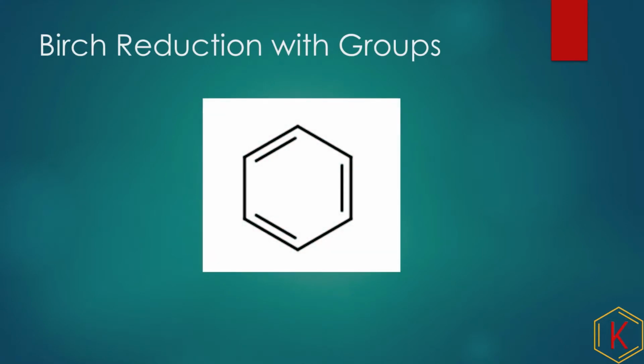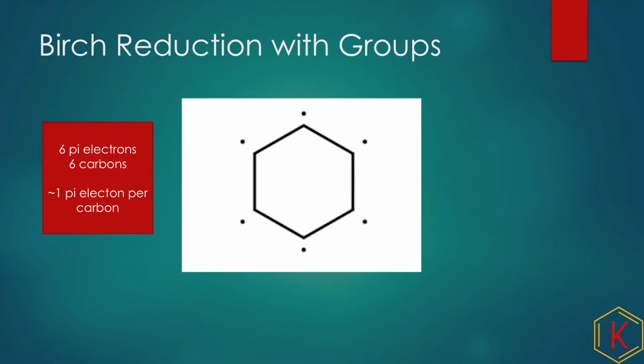Let's do Birch reduction with groups. Well, I'm going to do something a little funky, so pay attention. We've got 3 pi bonds in benzene, each with 2 pi electrons, which means we have 6 pi electrons in benzene. We also have 6 carbons, so that's about 1 pi electron per carbon. So I'm going to draw 1 pi electron per carbon.